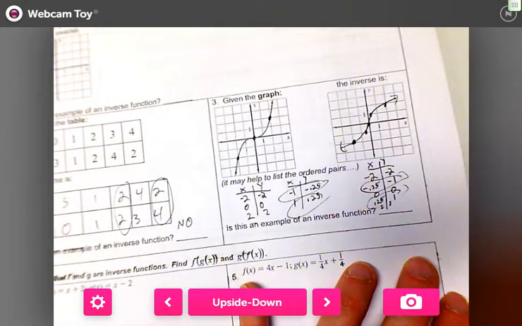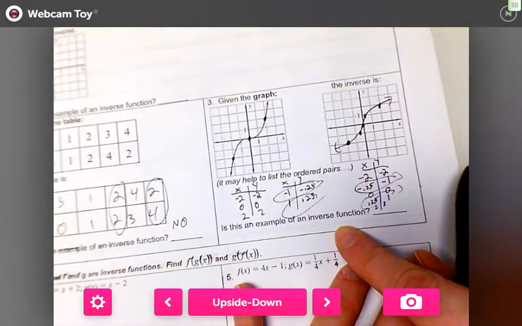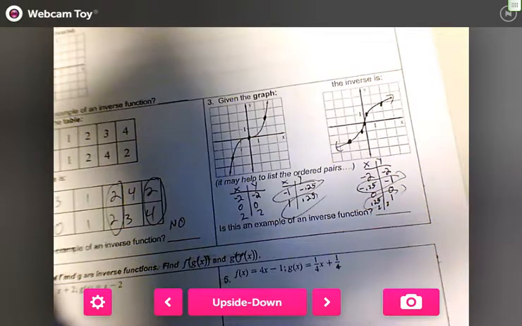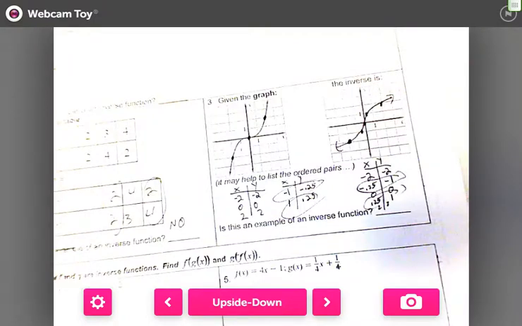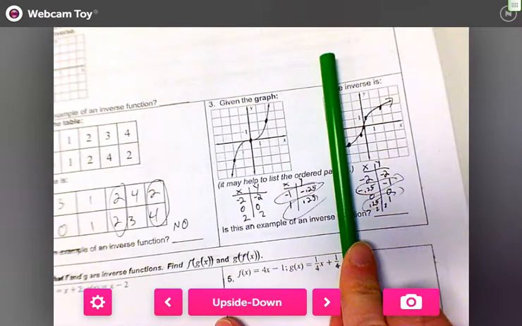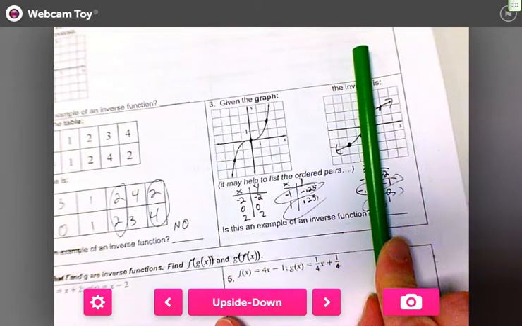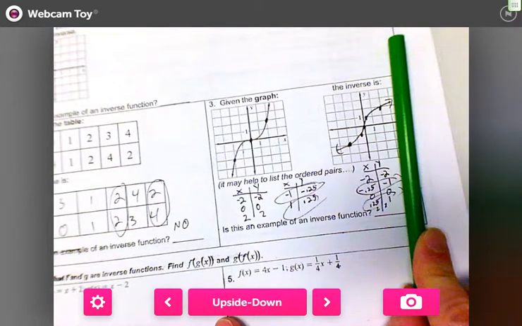Is this an example of an inverse function? Now we're looking at a graph instead of a list of numbers. So for a graph, we do something called the vertical line test. If we took a straight up and down line, and I like to use a pen or pencil to do this, if I run this straight up and down, is there anywhere that it crosses twice? No, so it's a function. So yes, it's a function.